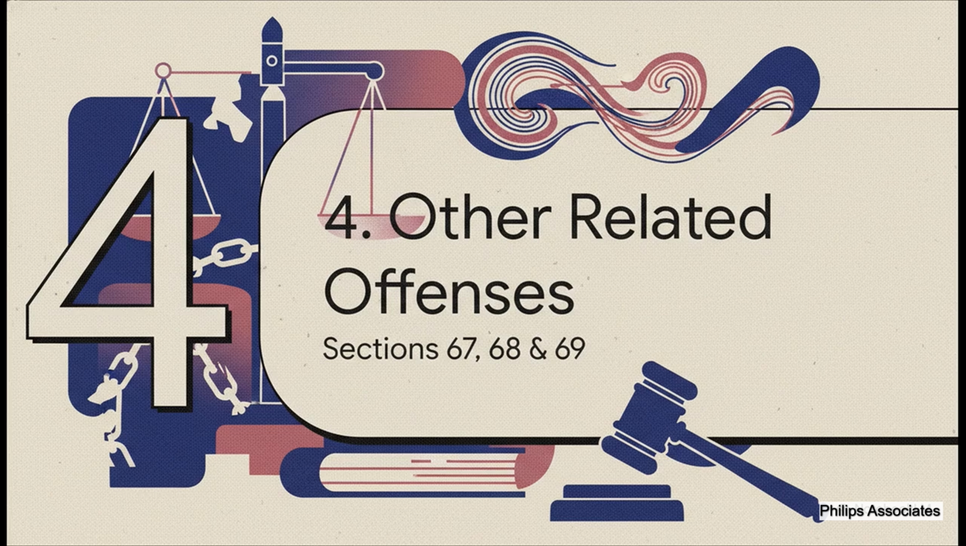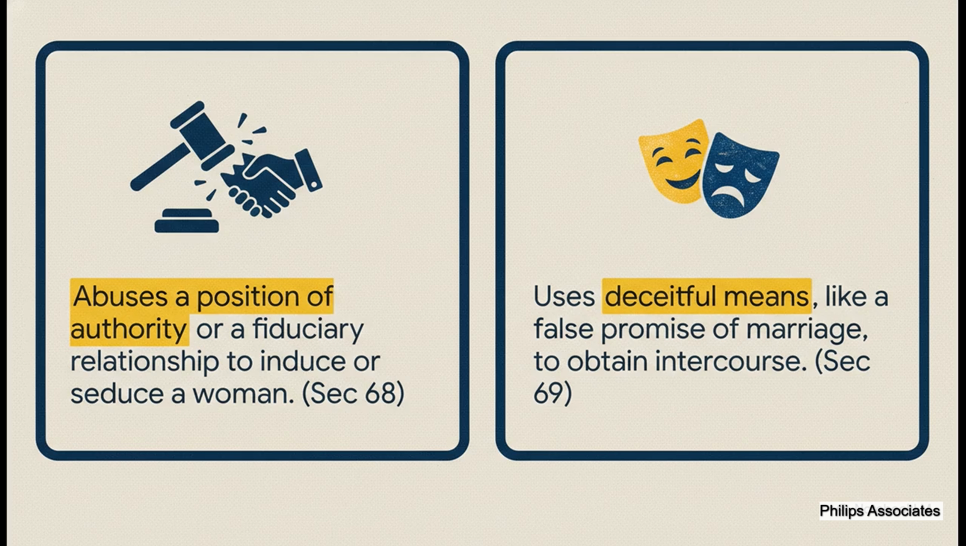So, the law also deals with acts that don't quite fit the specific definition of rape, but are still considered very serious sexual offenses. You'll find these in Sections 67, 68, and 69. Now, the distinction here is really important. These are not legally classified as rape, but they're still serious crimes all about exploitation. Section 68, on one side, is about abusing authority. So when someone in a position of trust uses that power to get sexual intercourse. Then on the other side, Section 69 is about deceit, using lies, like a fake promise of marriage, to get the same result. Both of these can land you in prison for a long time.